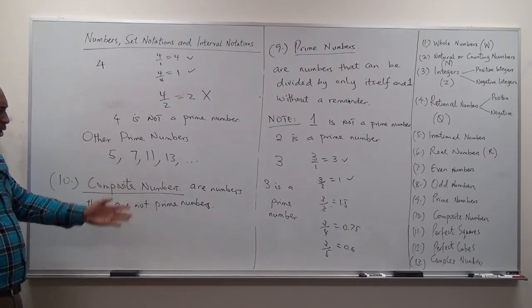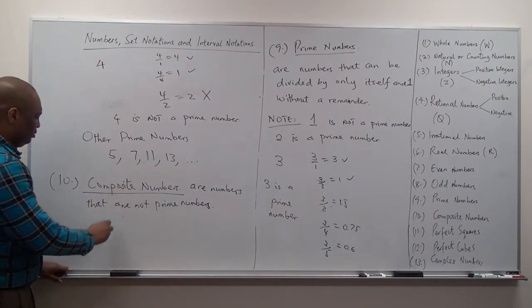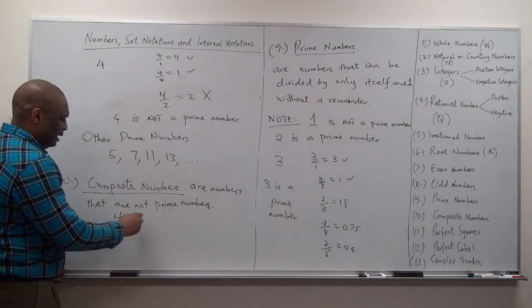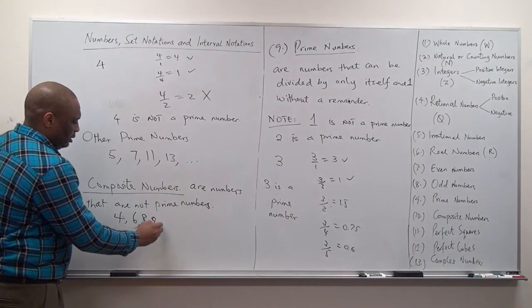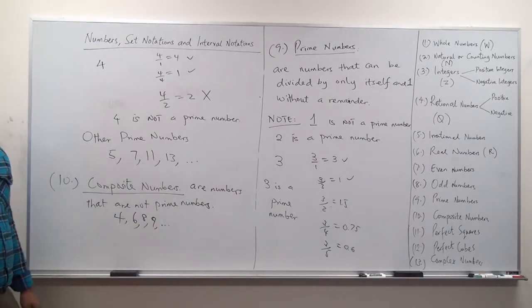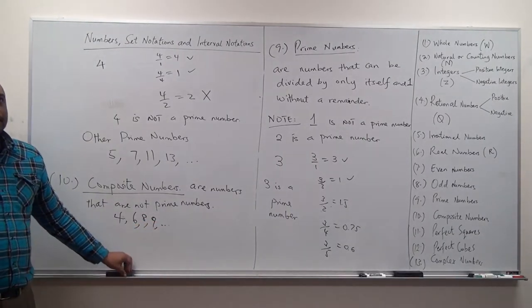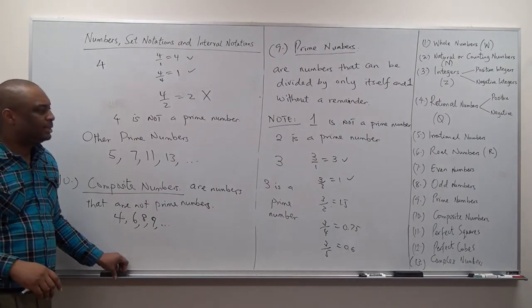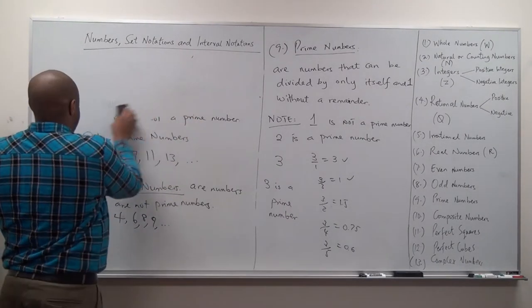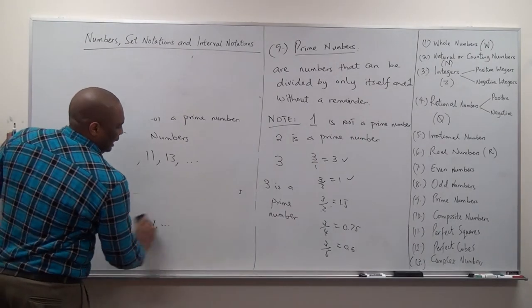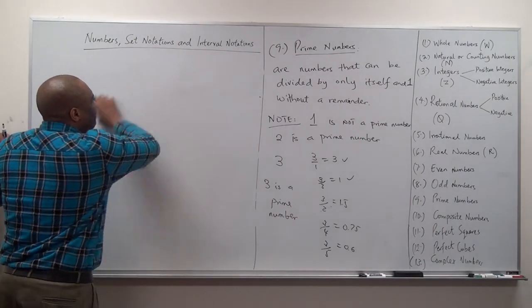So you can have 4, 6, 8, 9, and the rest of them. That's primes and composites. Opposite of primes are composites. Then the next set of numbers we'll be looking at. Number 11, perfect squares.